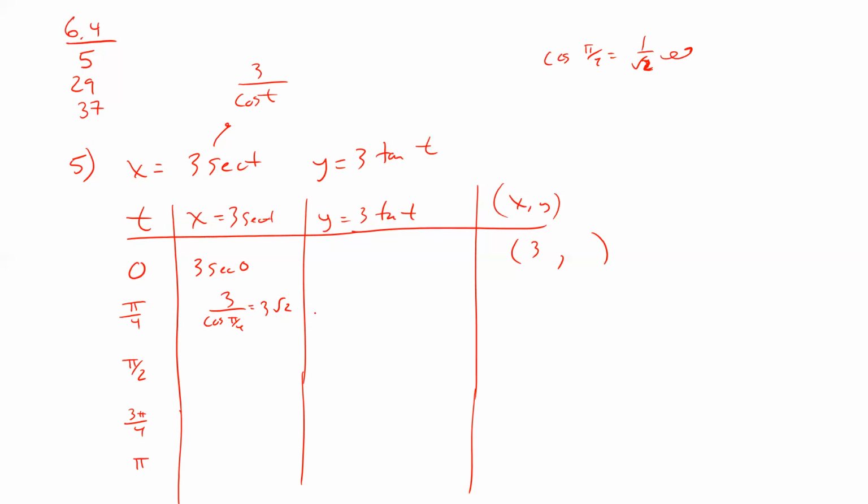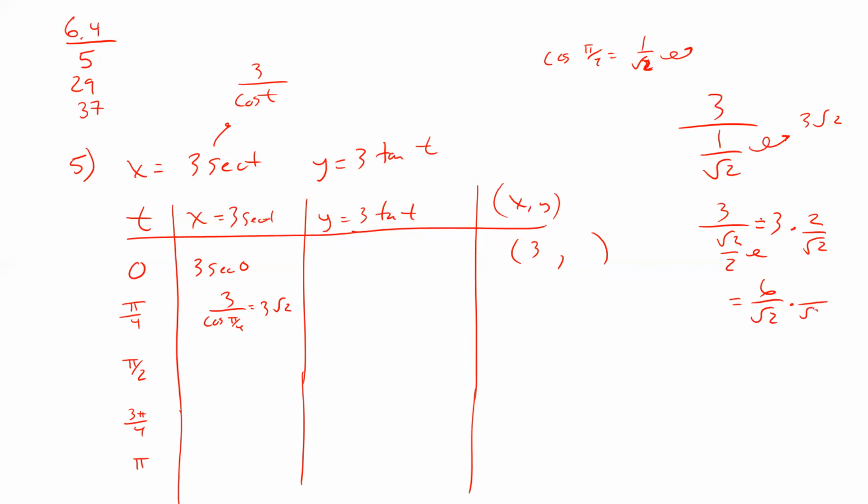Everybody good there? Wait, it's 3 over 1 over root 2. And then we flip it around. That'll be fun. Then we multiply like this. So this one would be 3 multiplied by the reciprocal of this. That's what you were saying, right? It makes 6 over root 2. Then we rationalize the denominator by multiplying by root 2. It makes 6 root 2 over 2 and eventually 3 root 2.